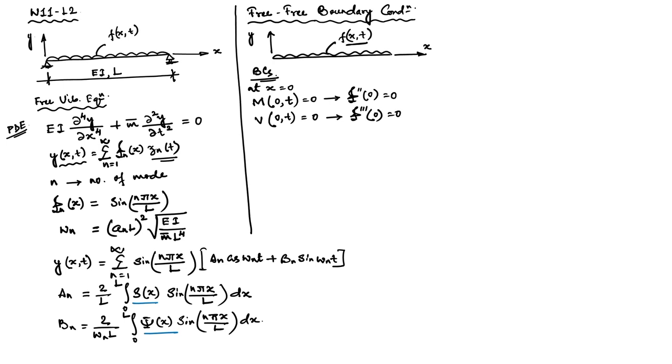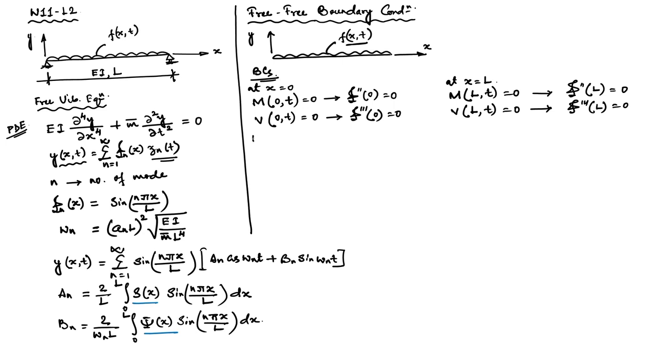Now, at x equal to L, we again have both moment and shear force, they are 0. So, M(L, t) is equal to 0, which gives us second derivative of phi with respect to x at L is equal to 0, and then similarly shear force at L for all t is equal to 0. So, that will give us third derivative at x equal to L is also 0.